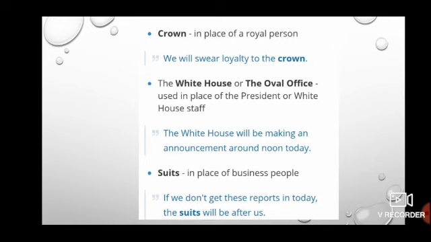Did you get it, children? Same like collective noun you can say. But collective noun refers to a specific term which is referred to a particular group. Okay. But here it is referred to a whole part. Suits in place of business people. If we don't get these reports in today, the suits will be after us. Means the business people will be after them if they won't prepare a report.